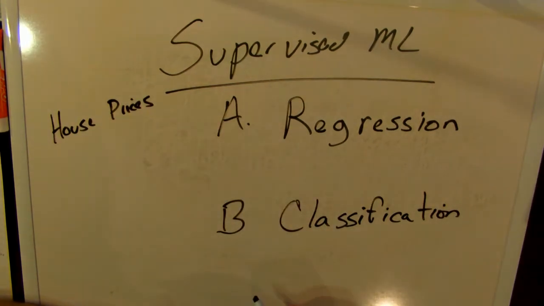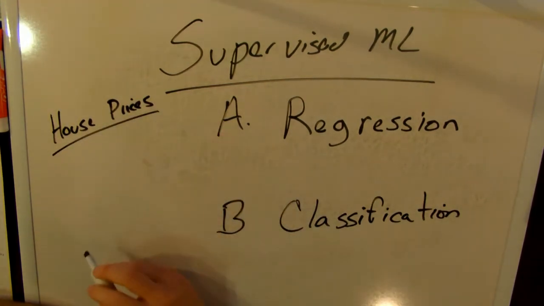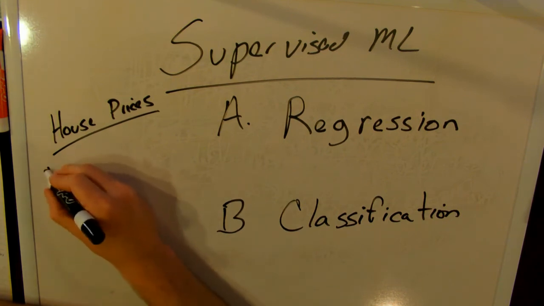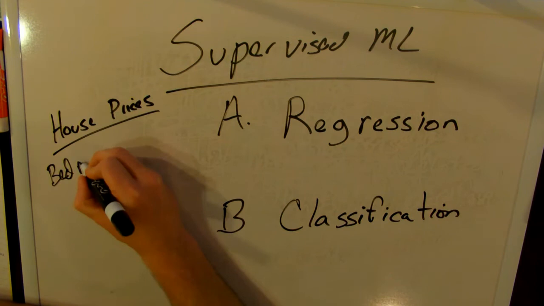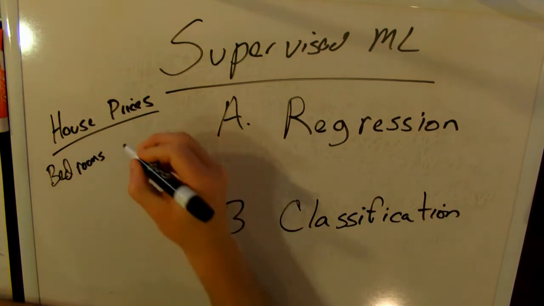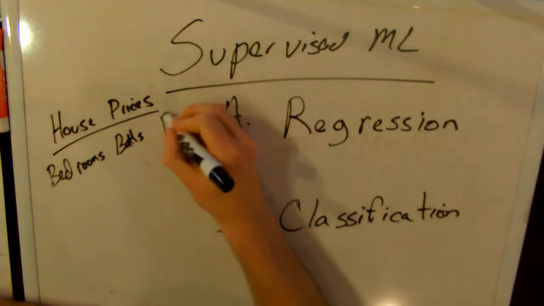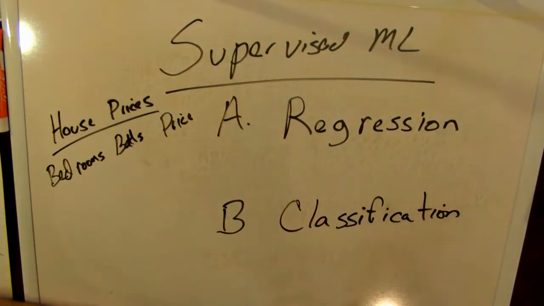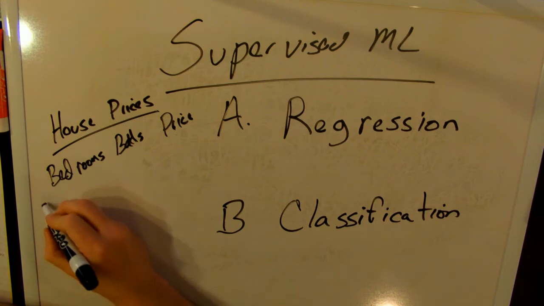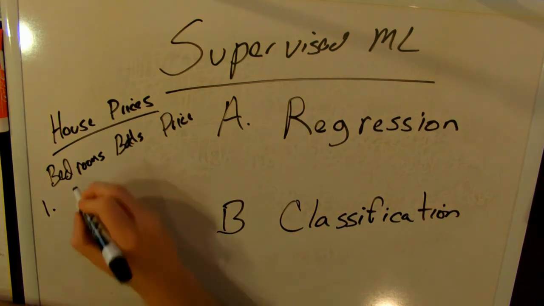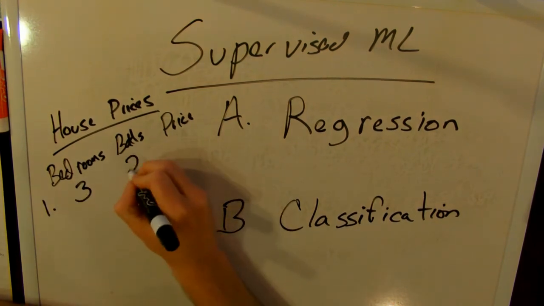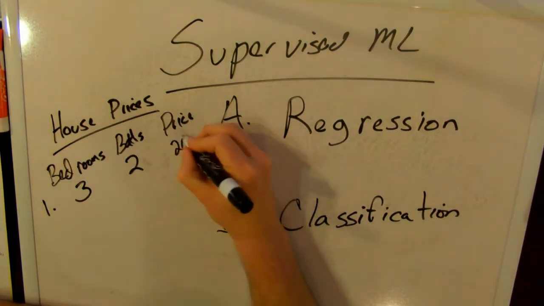And inside of the data set, we're going to have three bits of information about each house that was sold recently. It will have the number of bedrooms, the number of bathrooms, and the price. So let's say one house that was recently sold had 3 bedrooms, 2 bathrooms, and it sold for $200,000.